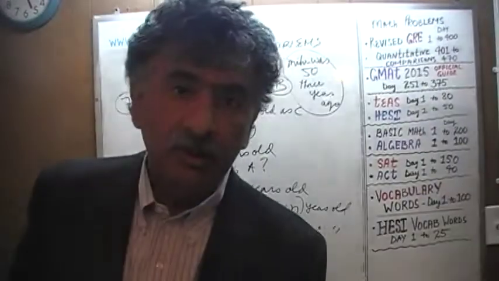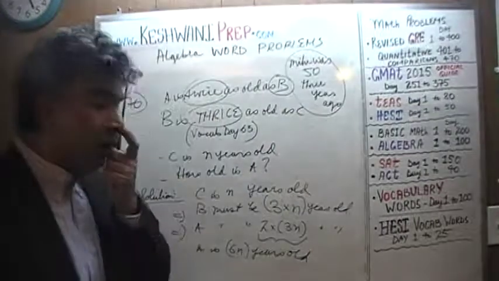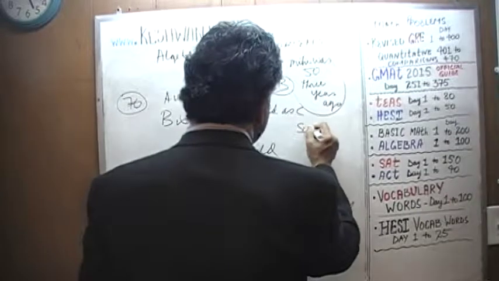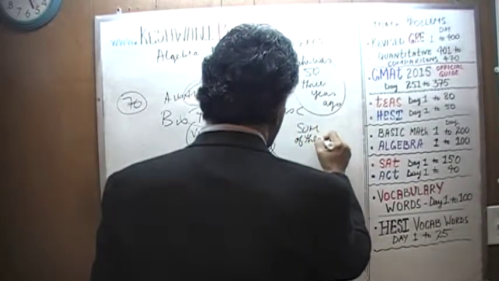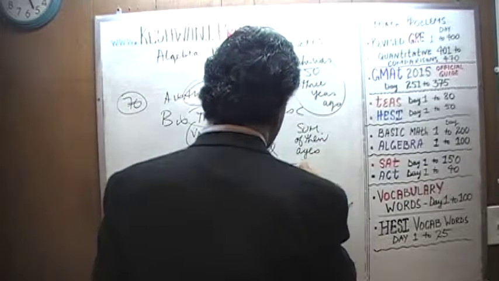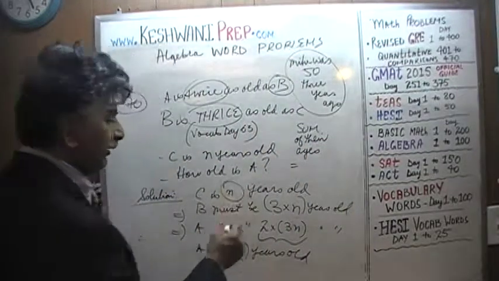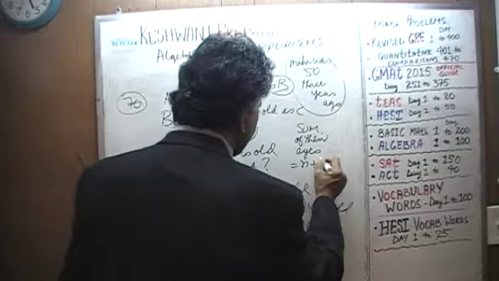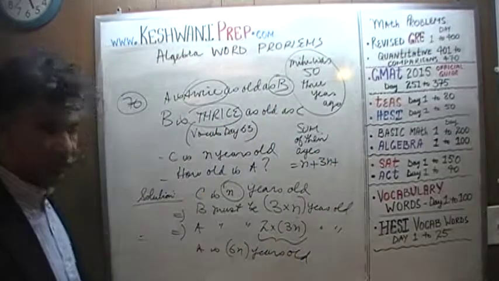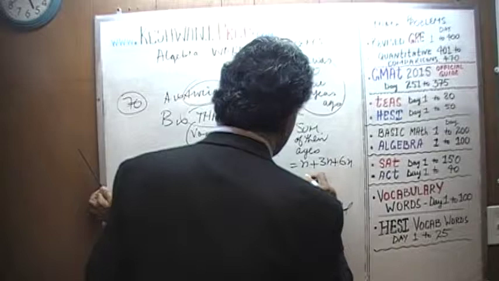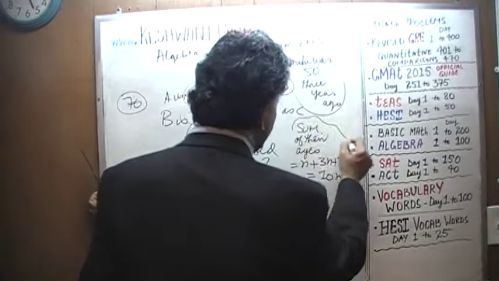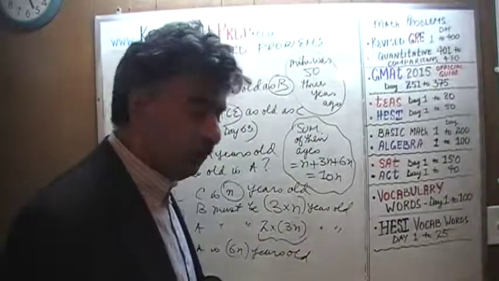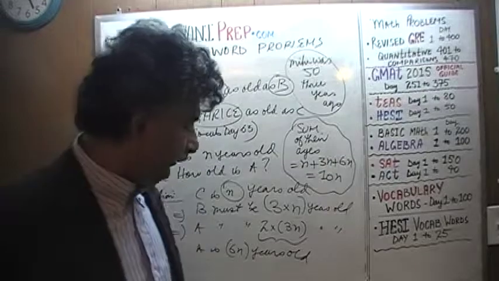Now, they may not ask a question like that in the exam. In the exam, they might ask you, what is the sum of their ages? If they ask you what is the sum of their ages, it's very simple. The sum of their ages is going to be equal to C's age, which we are told is N years old, B's age, which is 3 times N, and A's age, which we found is 6 times N. So the sum of their ages is going to be 10 times N. Depending on how the question is being asked, of course you have to answer accordingly.